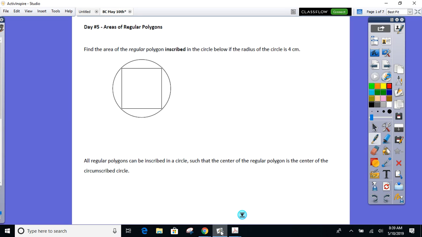So I'll give you 5 minutes right now, talk over the first example, see if you can come up with a method. Radius of the circle is 4. That's all I'll give you. Find the area of the square.